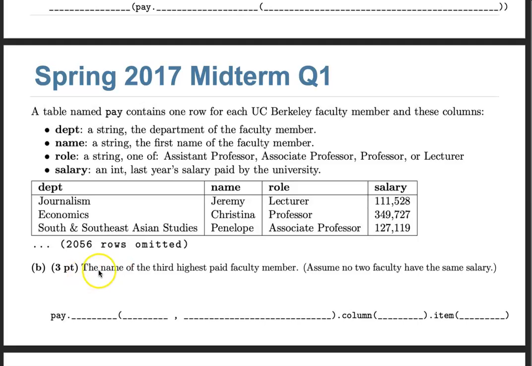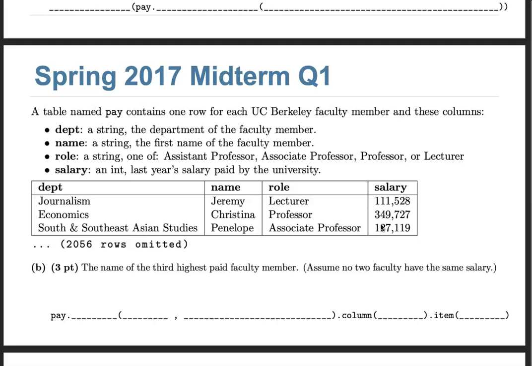You see this one, they say we want to find the name of the third highest paid faculty. You see here, actually this table is more than 2,000 rows. So in order to get the third highest pay, what should we do? We need to go according to the salary, so the salary values should be in a specific order. How should we do that? Very good, you need to sort.